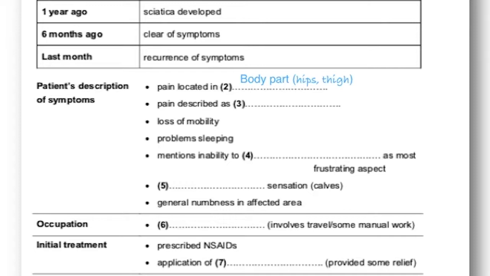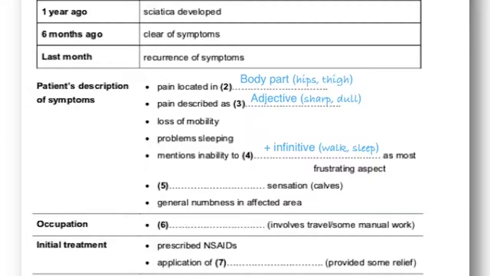With number 3, pain described as. So it's going to be an adjective to describe pain, and it's probably worth learning a few collocations that go with pain, because that could help you with listening part A. I've got here sharp, dull, but really it could almost be any kind of adjective to describe pain. With number 4, mentions inability to. Thinking about the grammar, we often use the infinitive after to. So it's going to be a verb. Again, really it could be any verb. I've put here walk or sleep, but it just helps you to know that you're listening out for an action, for a verb.